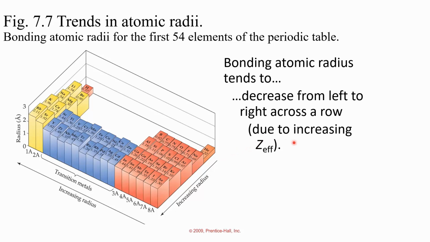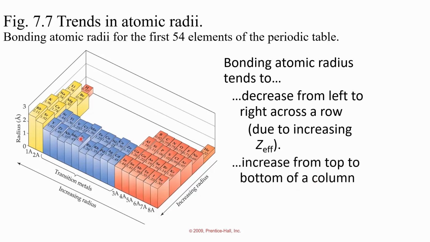Why? Because of increasing Z effective. The effective nuclear charge, when it increases, then the attraction to the nucleus is greater and the size decreases. Now, on the other hand, it increases from top to bottom. Here, for example, lithium 1.34, sodium 1.54, potassium 1.9, rubidium, etc.